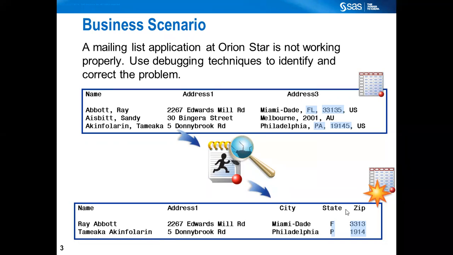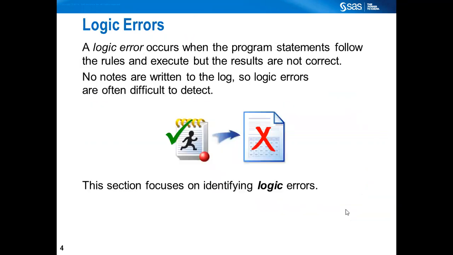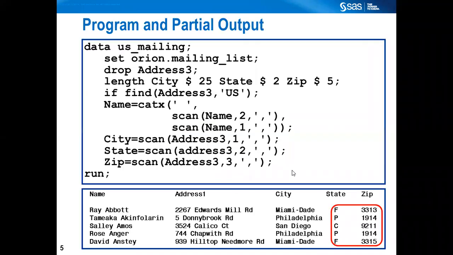It's somewhere where the logic you're writing in your program, or the instructions you're giving to SAS, is not conforming to the data values from your data. That is why it is not giving you the exact output. So this is where we are going to deal with how to work with logical errors. Logic errors occur when the program statements follow the rules and execute, but the results are not correct. No notes are written to the log, so logic errors are often difficult to detect. This section focuses on identifying your logic errors.